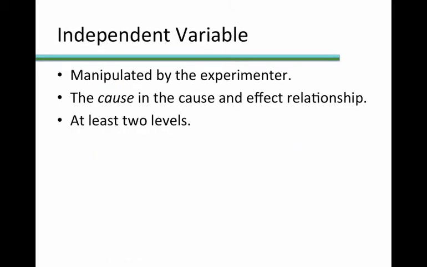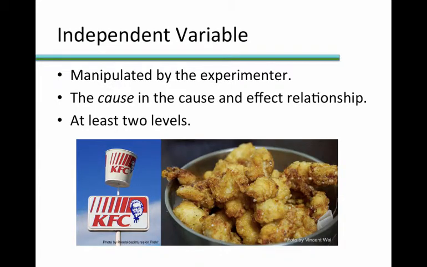The independent variable is the variable that is manipulated in the experiment by the researcher. An independent variable can be a treatment or an intervention or some other stimulus. The independent variable is the cause in the cause and effect relationship. So, in our Kentucky Fried Chicken example, the independent variable is the type of chicken eaten. In other words, the independent variable is what has an effect on the dependent variable.